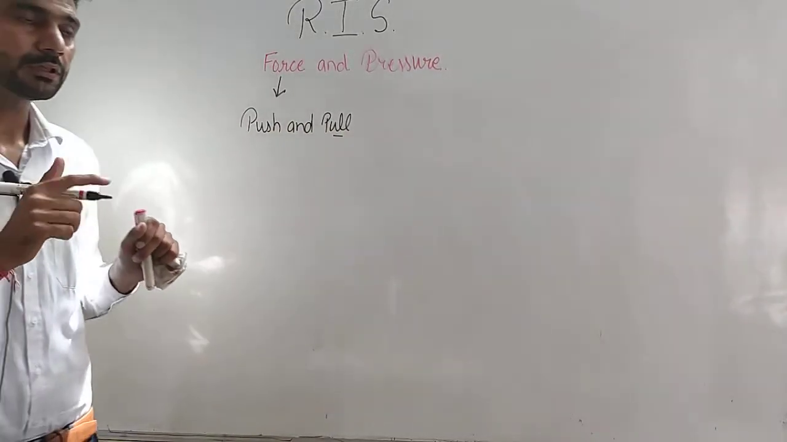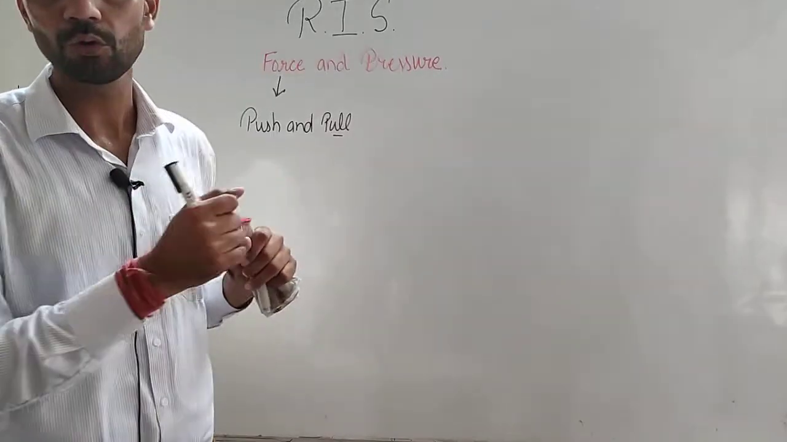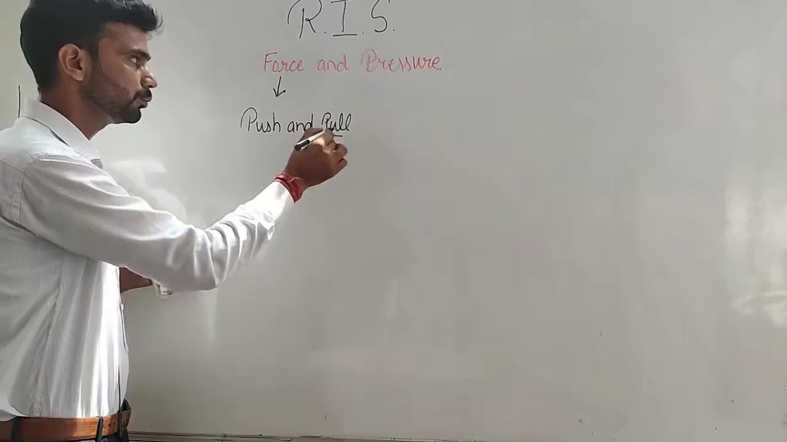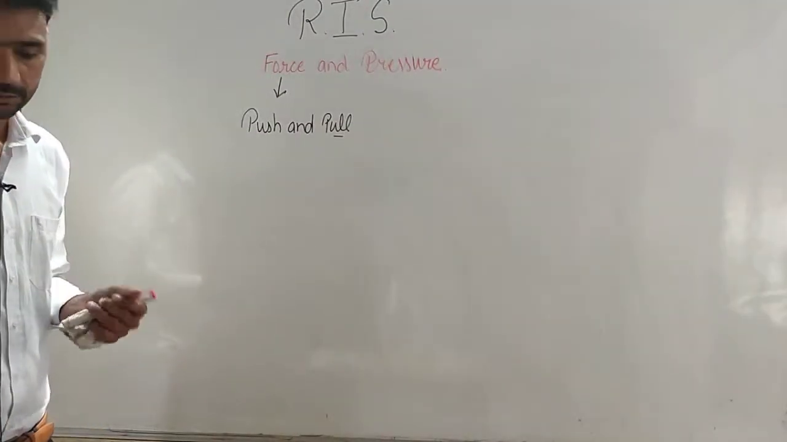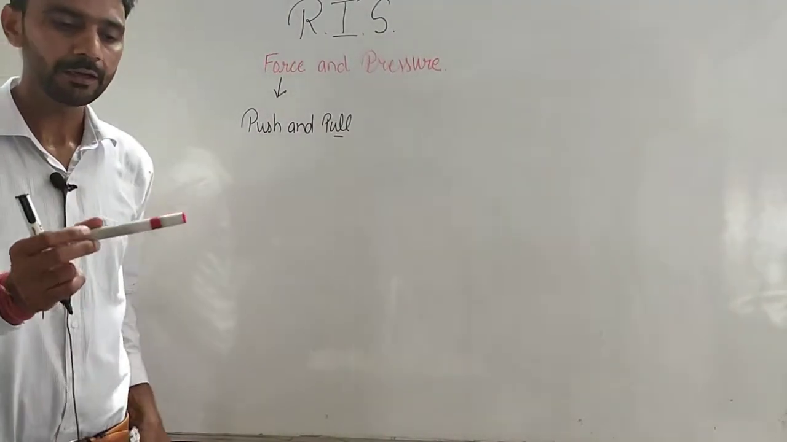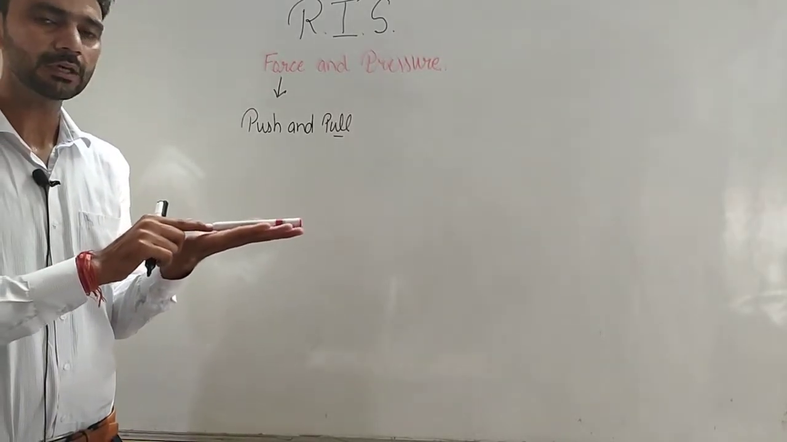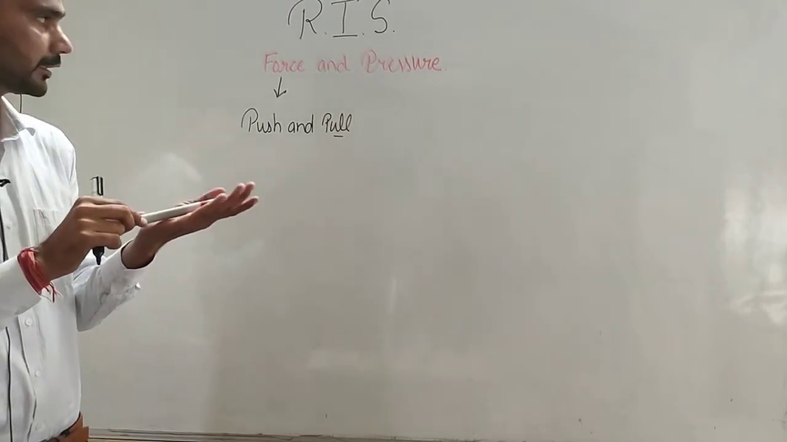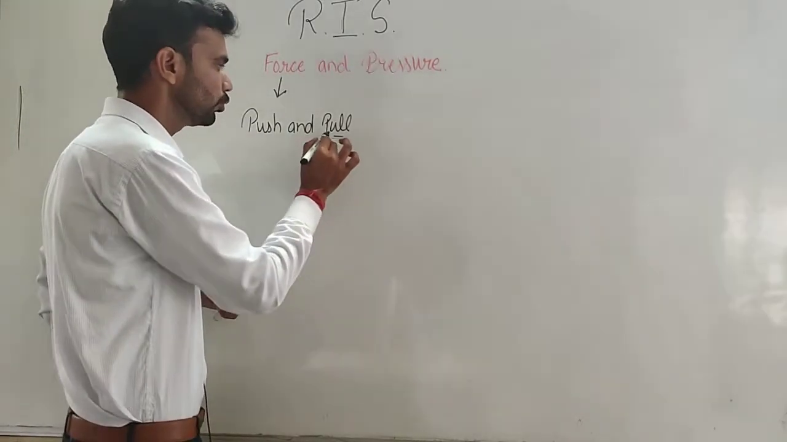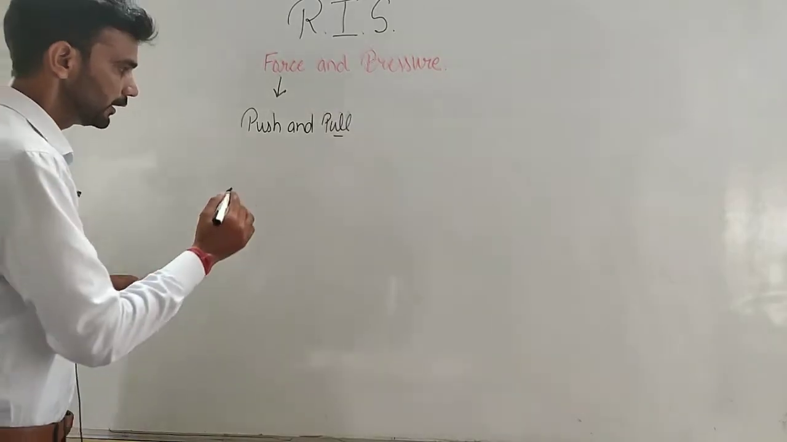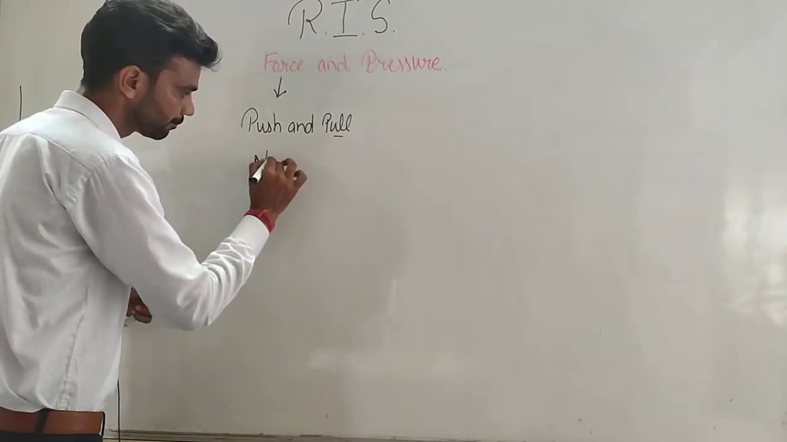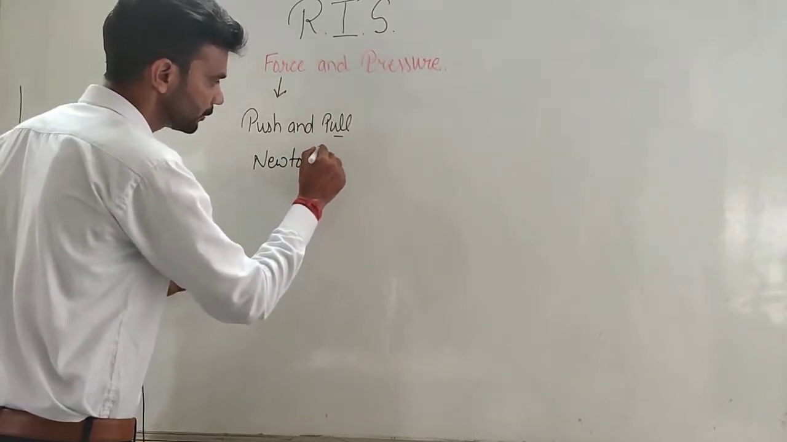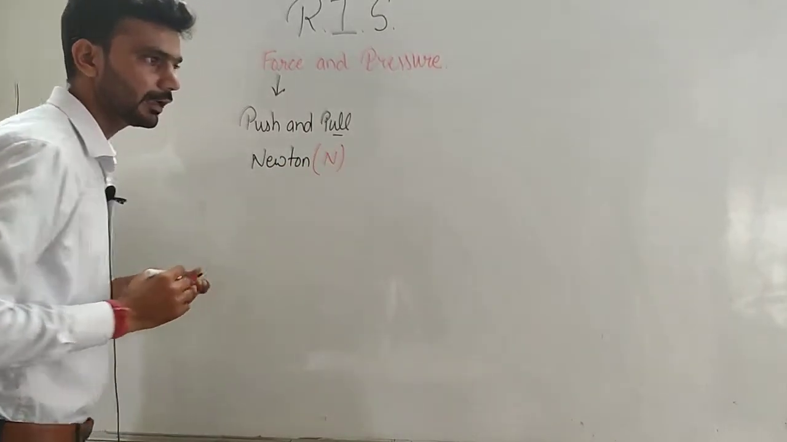If we are pushing something, for example if you want to open the door, you have to push it or you have to pull it. So that push and pull is known as force. Suppose this is a pen. If I want to push this, I am exerting a force. If I pull it, I am exerting a force. So a push or pull on an object is known as force. Its SI unit is Newton. The SI unit of force is Newton and it is denoted by capital N.